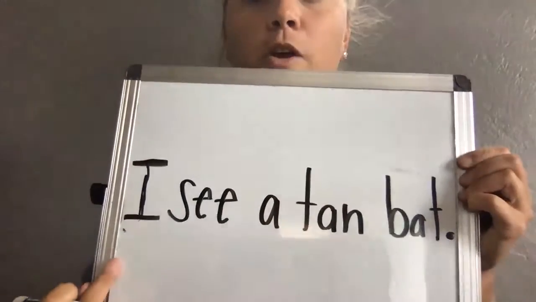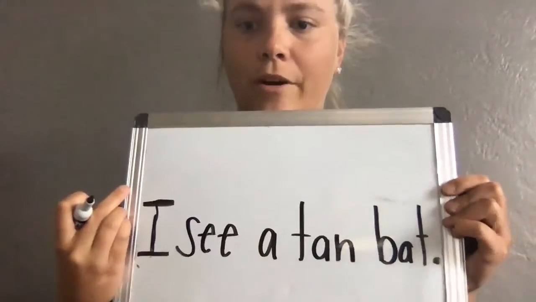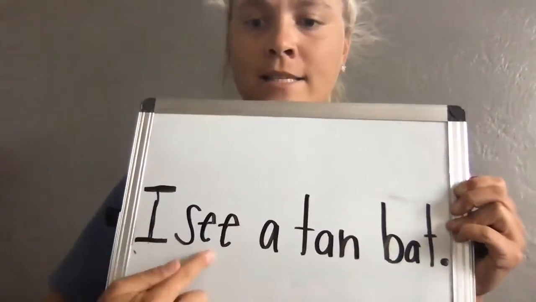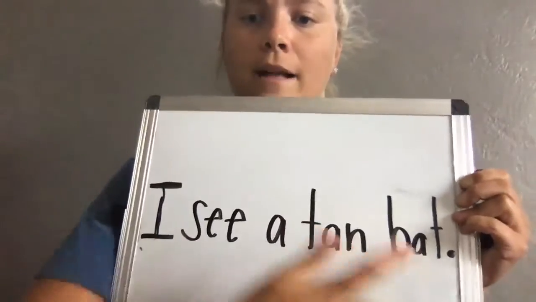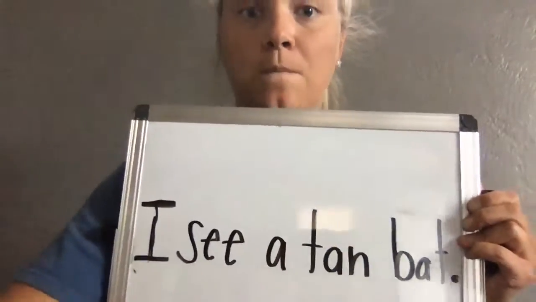So I want you to go ahead and point under your words, and we're going to go ahead and read it together. Ready? And point with your pointer finger. I see a tan bat. Awesome job, first grade. Let's go ahead and try another example.